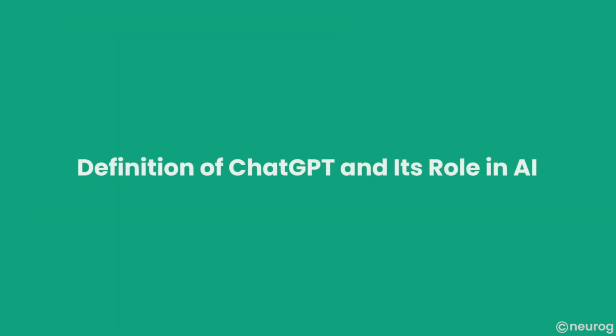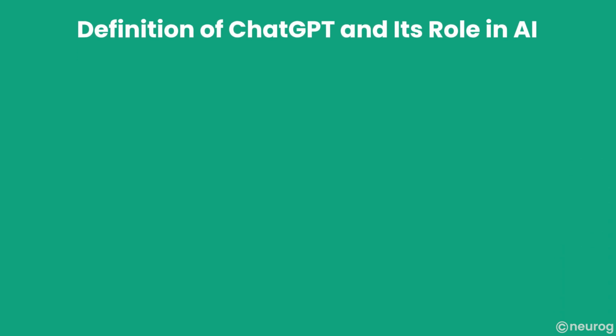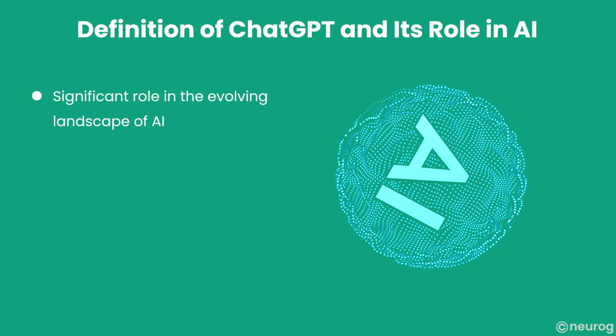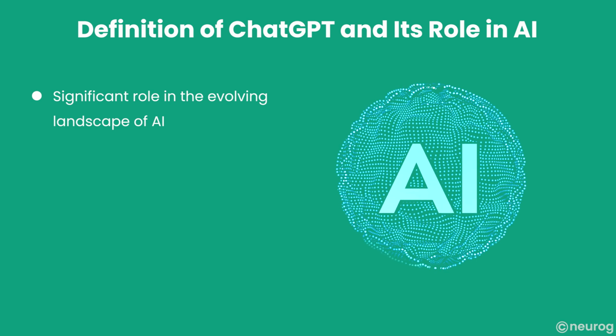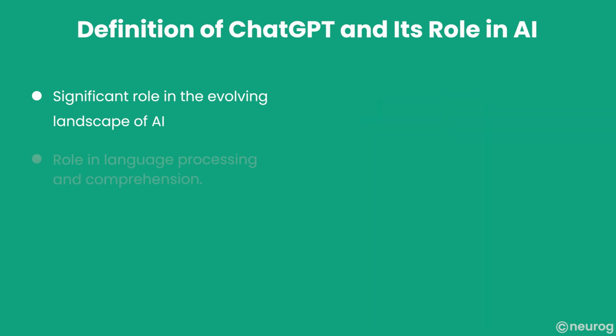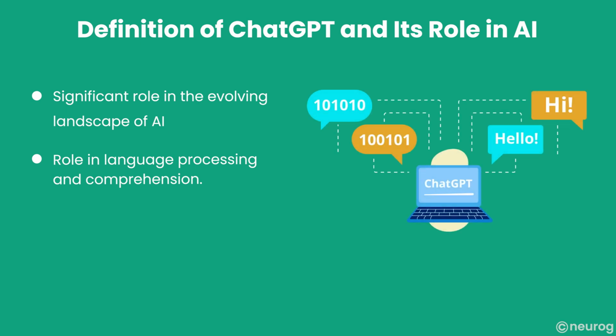In this segment, we focus on defining ChatGPT and its significant role in the evolving landscape of AI. ChatGPT, developed by the innovative minds at OpenAI, is a masterpiece in language processing, capable of understanding and generating text akin to human conversation. It's an advanced member of the GPT series, known for their exceptional language comprehension capabilities.